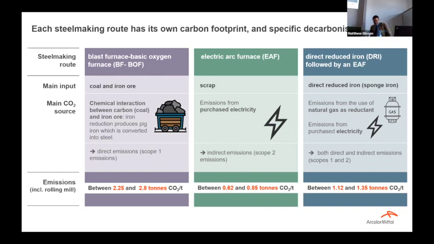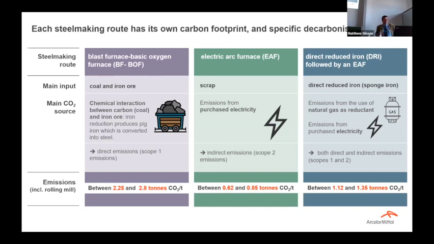We distinguish between different production possibilities. The one you all know is the blast furnace, which has the most CO2 emissions. We see here between 2.2 and 2.8 tons of CO2 per ton of steel produced. That's quite a lot. And we can reduce it by going to an electric arc furnace. We call it EAF.